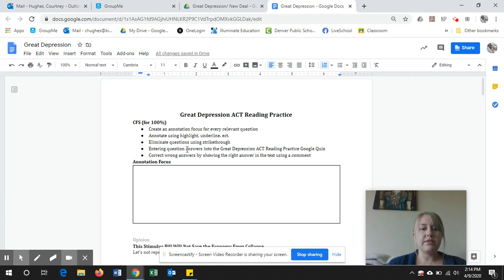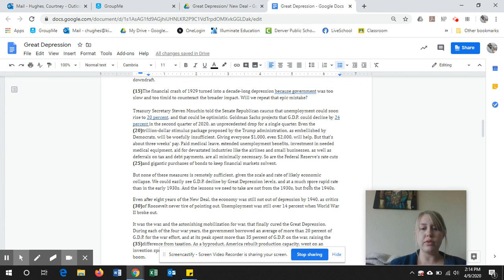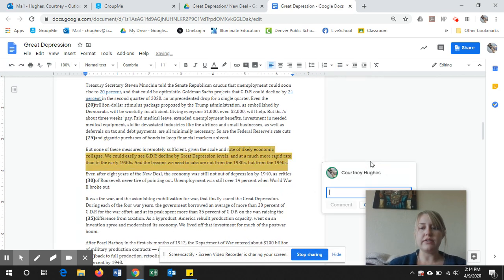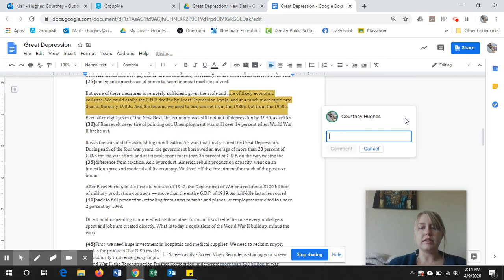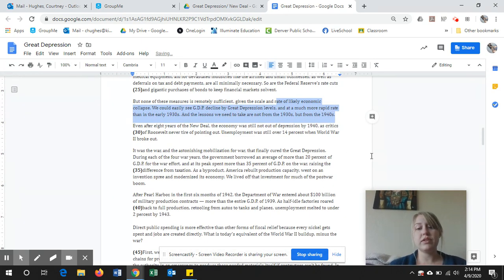Other parts of the CFS: entering questions, there's a Google form that's just going to score you automatically. Once you get that score, you're going to correct your wrong answers using the text and a comment. So for example, let's say you get number 1 wrong and you find the answer here. You're going to highlight the answer and leave a comment on the side explaining why it's the correct answer. All of these things need to be done. It's only 7 questions. It's really not that big of a deal. So I need you to follow the CFS.